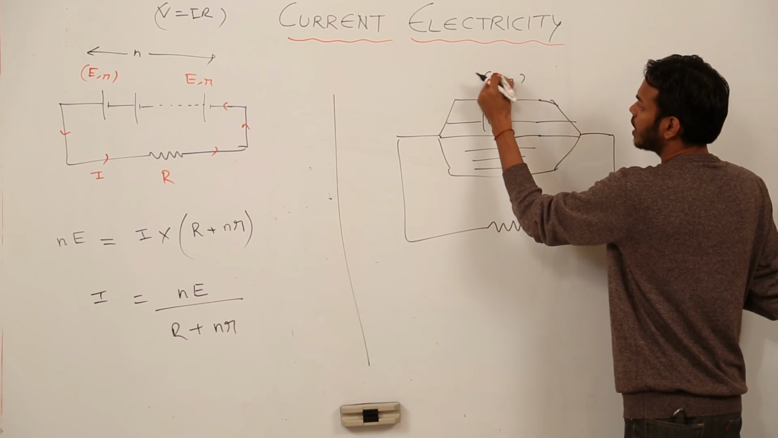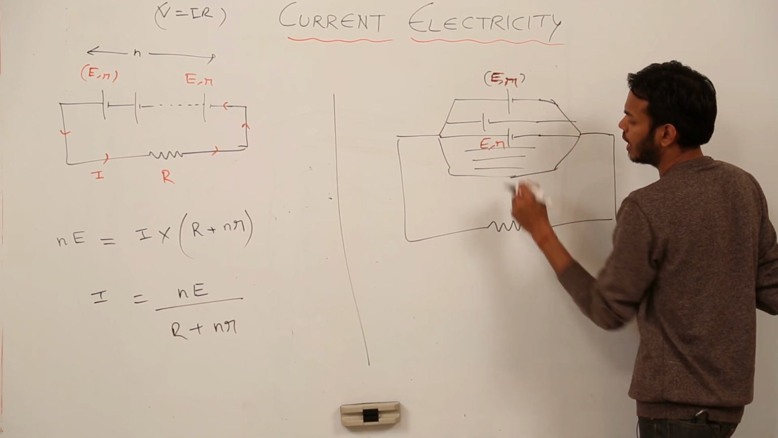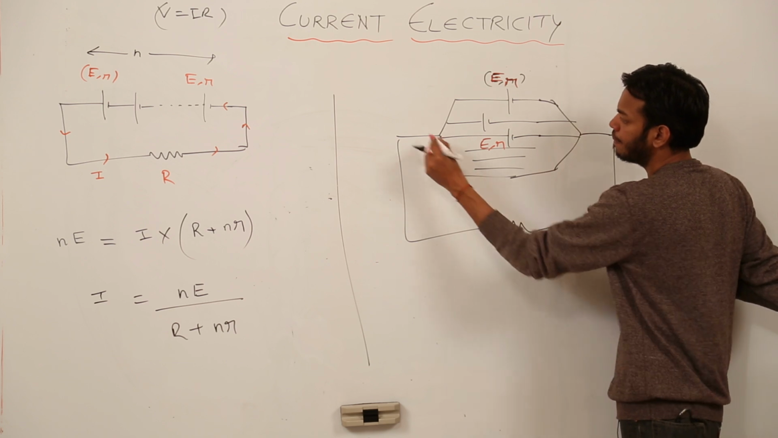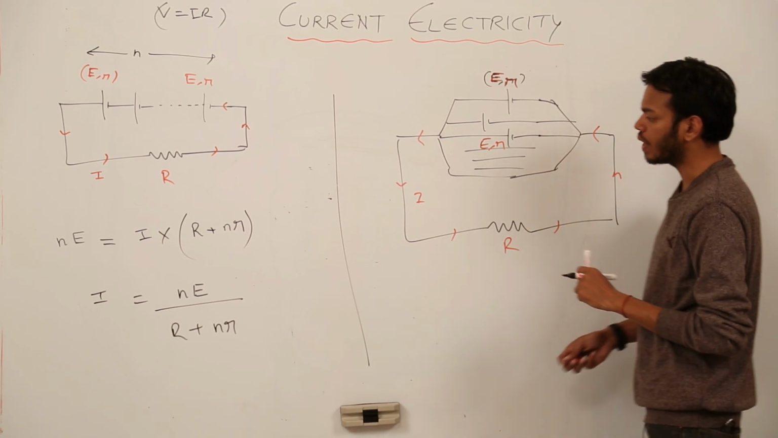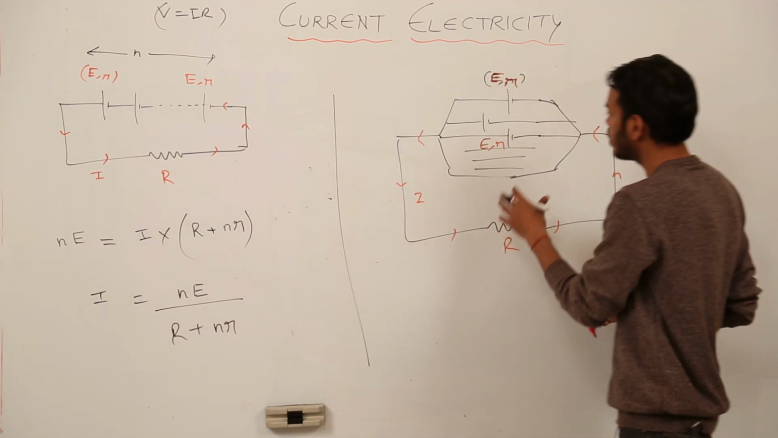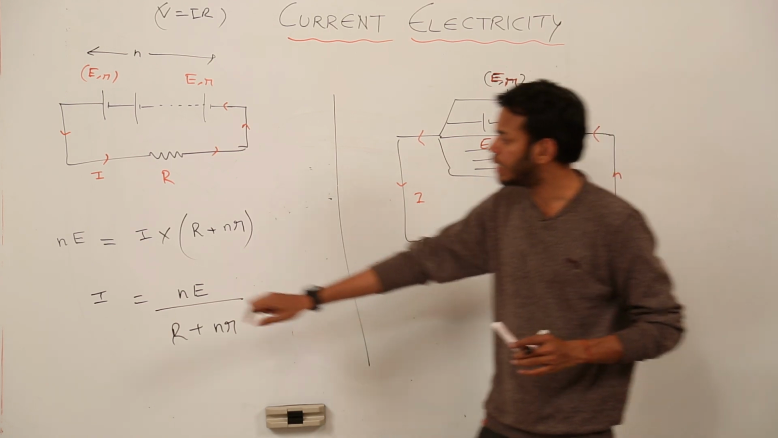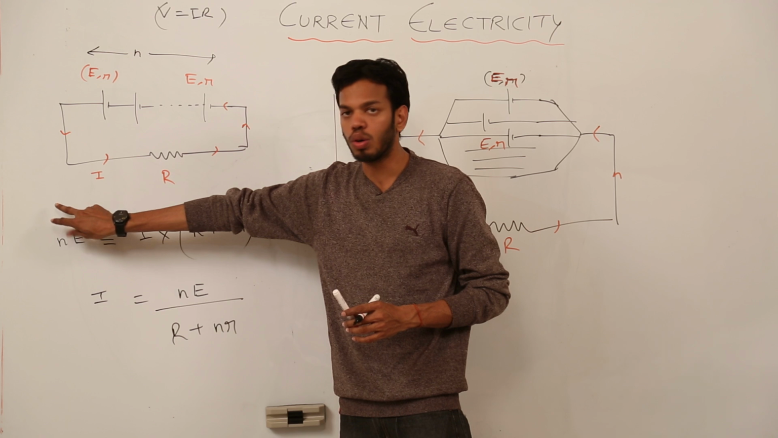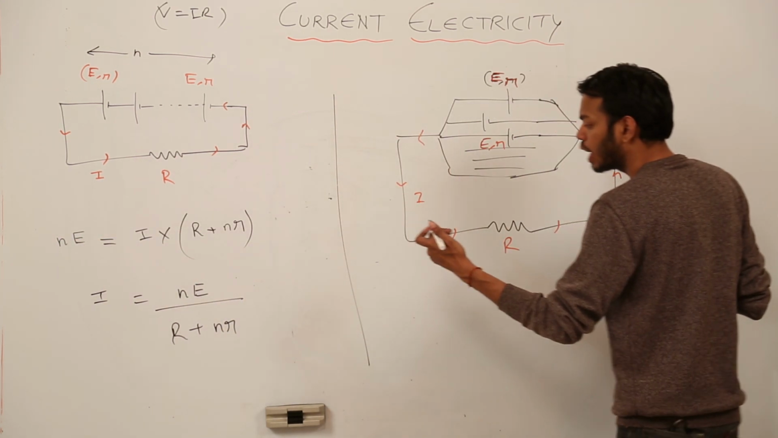What will I do in this case? Each cell has the rating E comma r. This is the external resistance R, and the current which is flowing again is I. And I want to figure out the total current, like we did in the previous circuit. Go with the same method: find out the total voltage, find out the total resistance, find out the total current, and you will get the answer. You just have to relate them.